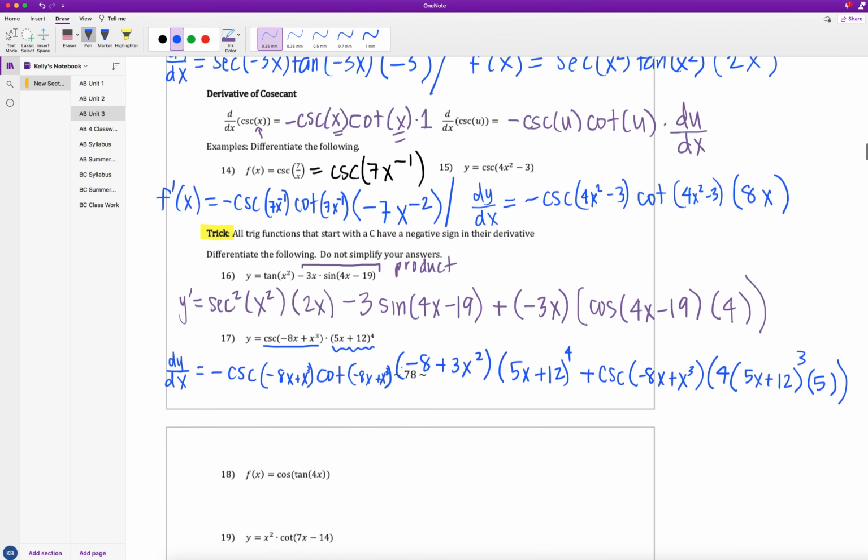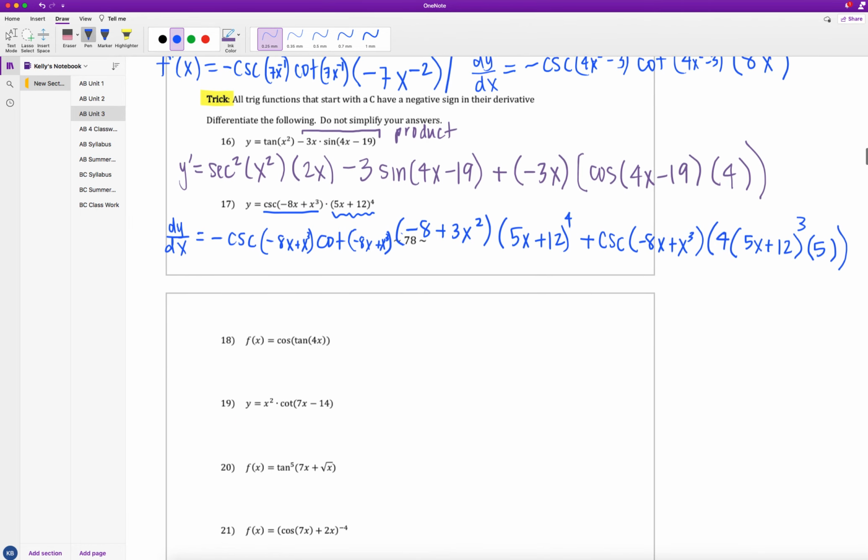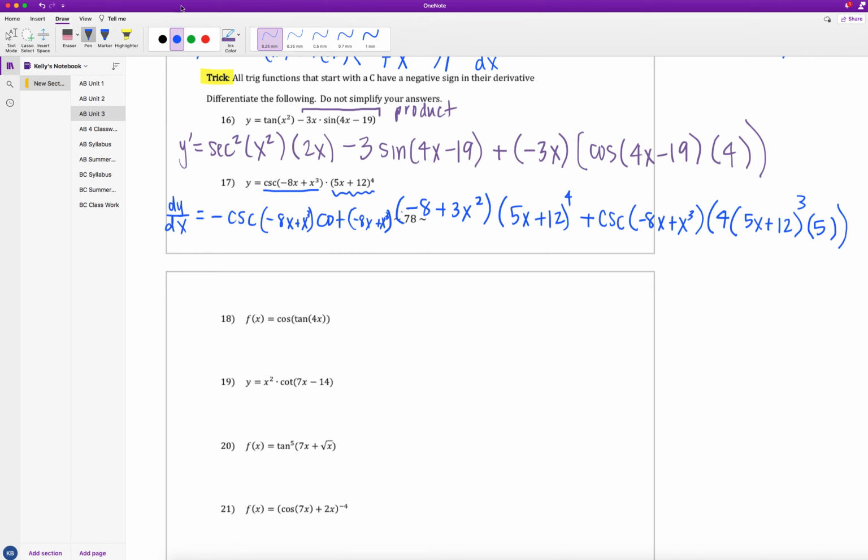Let's look at some more examples here. So in example 18, we have f of x equals cosine of tangent of 4x. What rule or rules do you guys think we'll have to use in example 18? So in example 18, I'm going to have to use the chain rule twice and a power rule as well when we take the derivative of 4x.